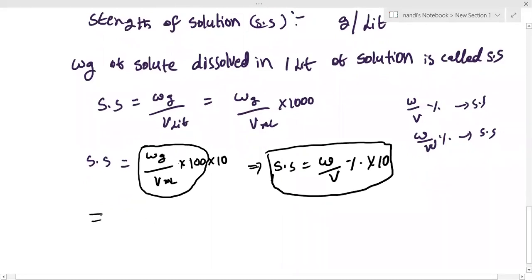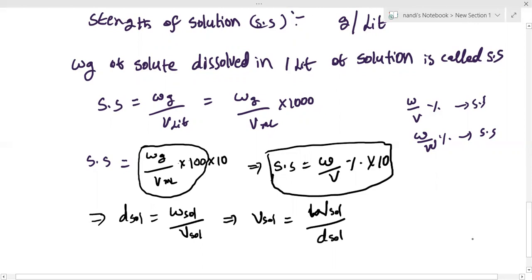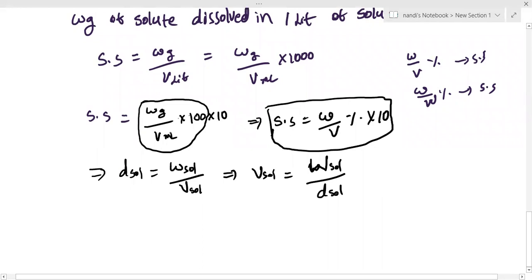And we know that density of solution equals weight of solution by volume of solution. So volume of solution is weight of solution by density of solution. Is it clear? Strength of solution equals W grams by V ml of solution into 1000, and 1000 I can write as 100 into 10. So wherever V of solution is there, you can substitute in terms of weight and density.